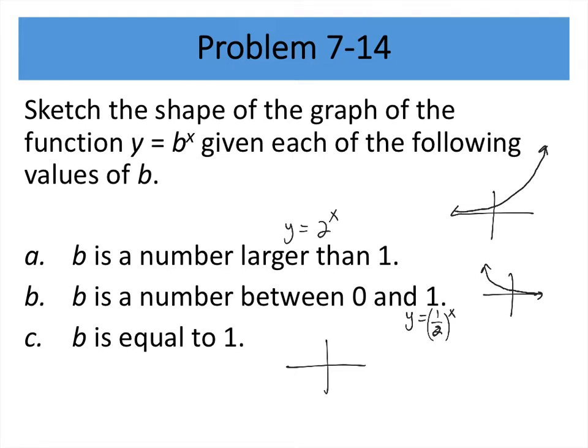And if b is equal to 1, it's going to be y equals 1 to the power of x. Well, 1 to the power of 3 is 1 times 1 times 1. So at 3, we'd get 1. And 1 to the power of 4, 1 times 1 times 1 times 1, that's also 1. And 1 to the power of 0 is 1. So we can see that this is going to create this horizontal line at 1 when b is equal to 1. And so these are 3 pretty quick graphs, and you should know what they look like based on the multiplier, or the b value.